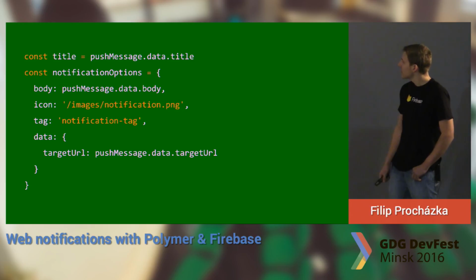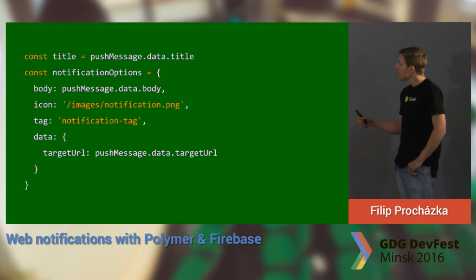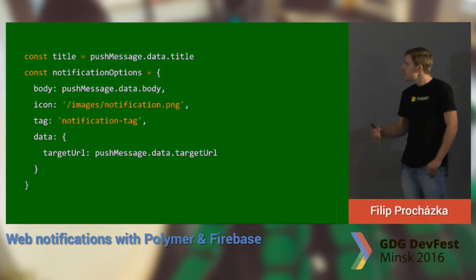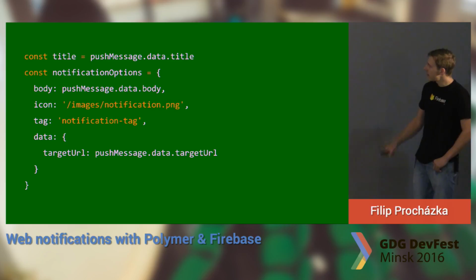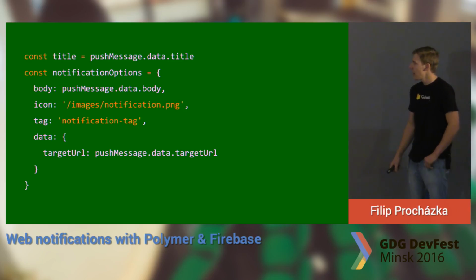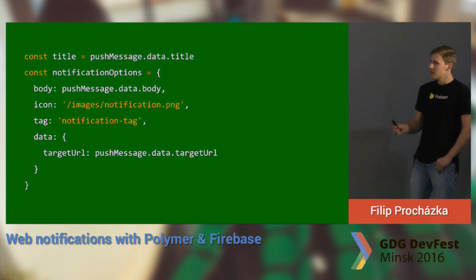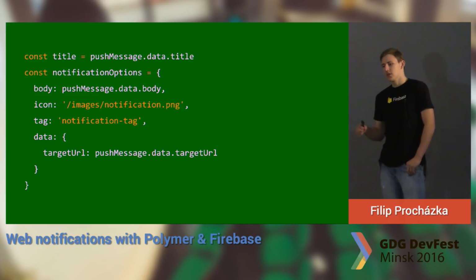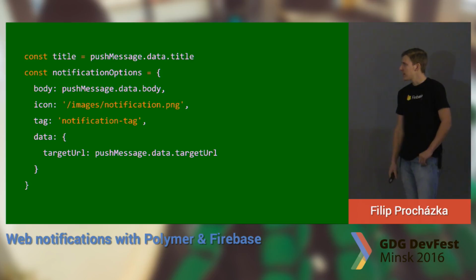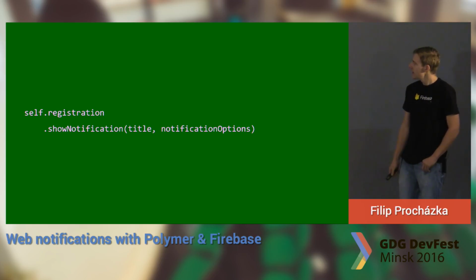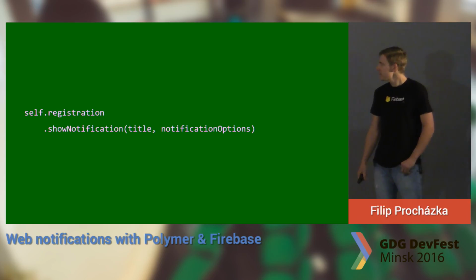As you can see, I already sent all the data necessary for showing the notification in the push message. So I have title, body, I customize the notification icon, and then I provide a custom data object to the notification options so I can later open a URL I want after the user clicks the notification. Then I just show the notification.